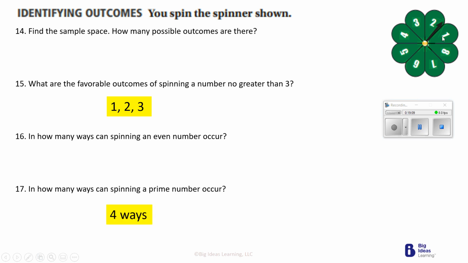So there are 4 ways, right? 1, 2, 3, 5. Actually, that's 5. And how many ways can spinning a prime number occur? And they say 4 ways. I'm thinking that they believe that 1 is not a prime number. So they must be counting just 2, 3, 5, and 7 as my prime numbers. I guess I would disagree and think 1 is.